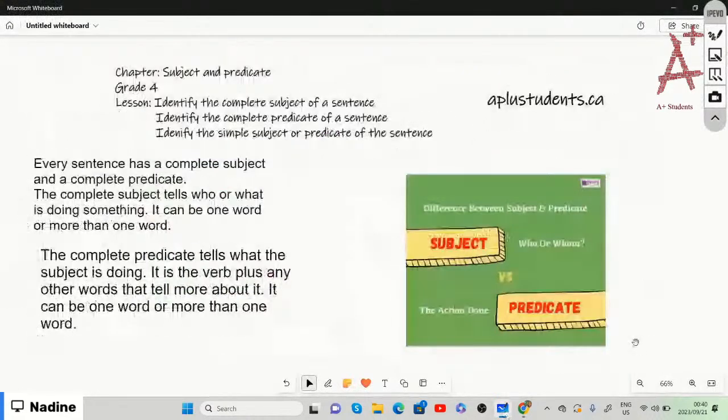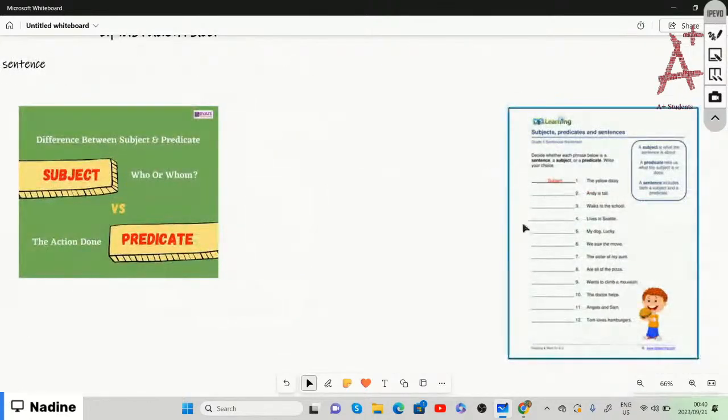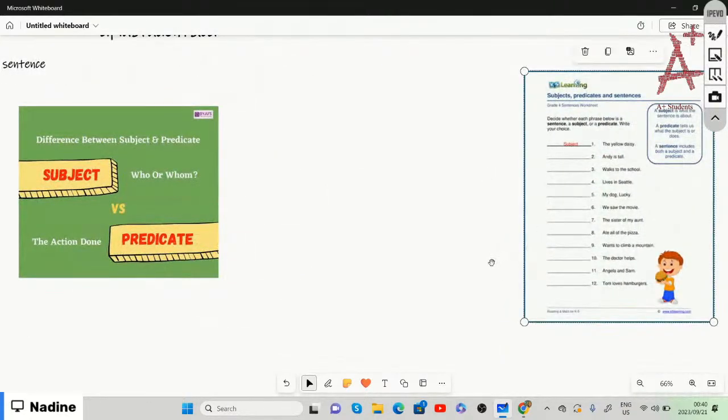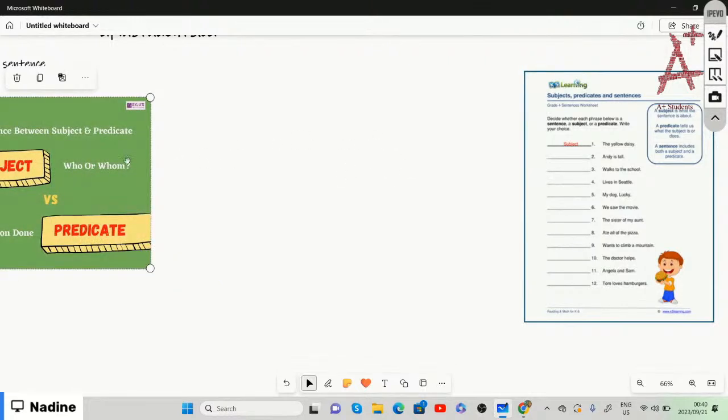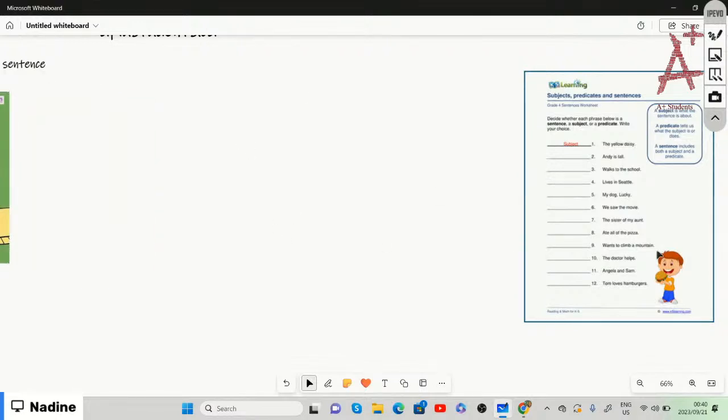All right. So far we have identified the complete subject of a sentence as well as the predicate of a sentence, as well as identify the simple subject or predicate of a sentence. So now we are going to look at our different sentences, right? And then we are going to identify the subject within the sentence as well as the predicate within the sentences. Let me write it down.